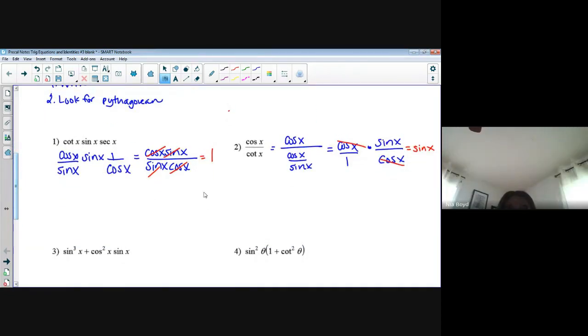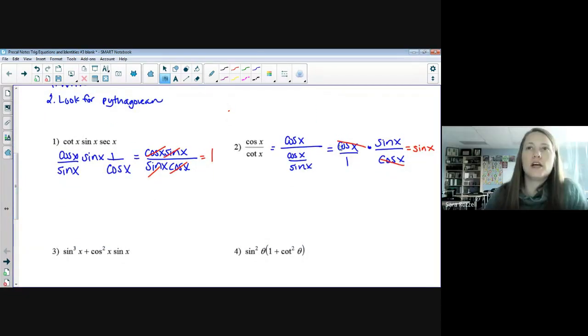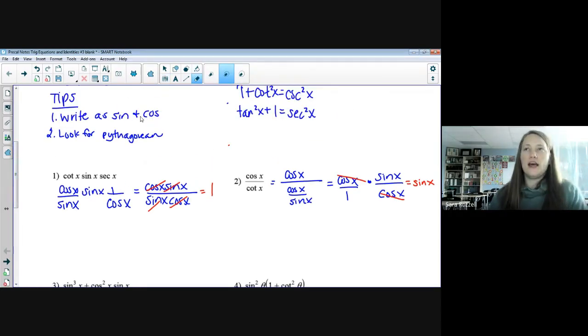How did you get the 1? Here, well, this cosine was on the top. I just put a 1 on the bottom, so they were both fractions. Just like if I had a whole number 2, that's the same as 2 over 1. Or do you mean this one in the first problem? I was talking about the second problem. I get it now. Got it? Okay, good. All right. So those were ones that were writing it as sine and cosine.